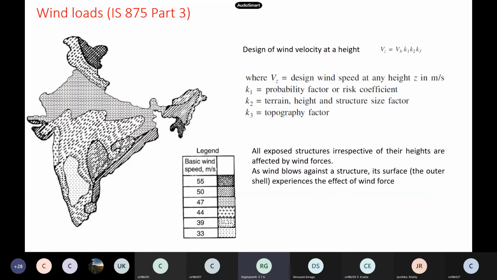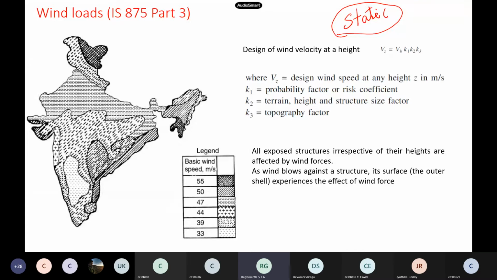And now we will go to the code itself. So now, as I already told, wind is a dynamic force. Our code also clearly specifies wind is a dynamic force, but we do something like a static analysis because it is very simple. The code also specifies that for very important structures, very tall buildings and very huge bridges, you may have to do wind tunnel tests. You design as per our code, then you do wind tunnel tests also, and then you have to synchronize these two and arrive at a nice solution.